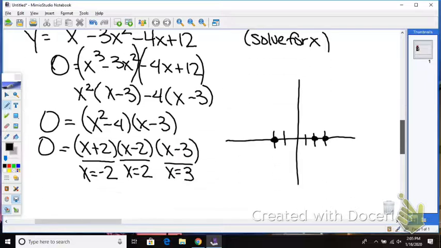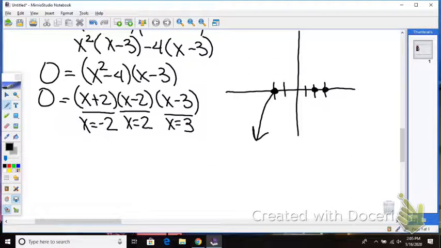So over here at my graph, my far left one, I'm going to have it go down. My far right one, I'm going to have it go up. Now, here's where you have to look before you just draw your squiggly. We're not going to plot points between and make it very exact. So we are just going to sketch.